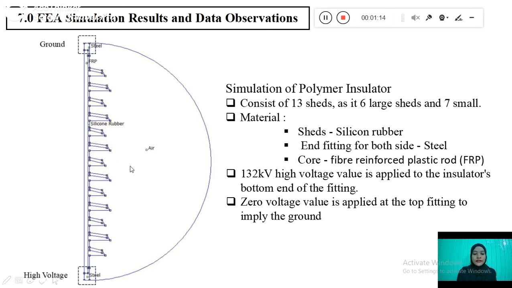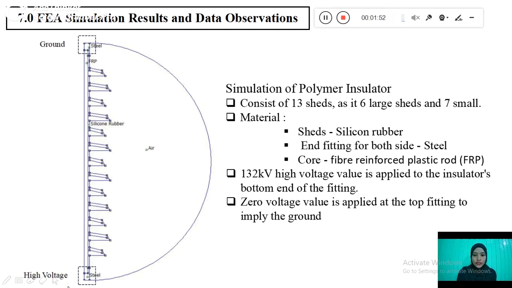So the material for this insulator: the sheet is made of silicone rubber. The end fitting for both sides, top and lower, is made of steel, and the core is made of fiber reinforced plastic rod, which is FRP. These materials have specific relative permittivity, which is 4 for silicone rubber, 5.6 for FRP, and 1 for the steel.